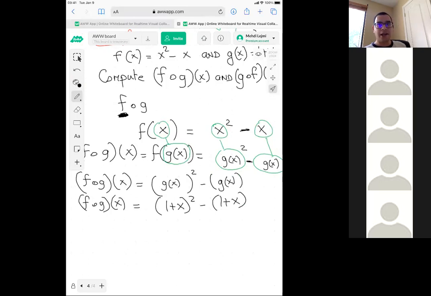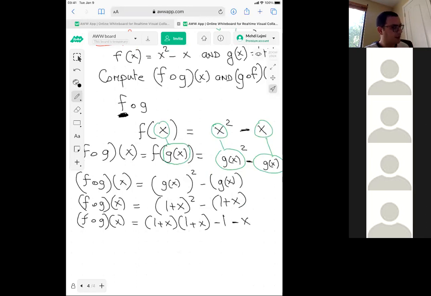So again, guys, don't be shy. Please feel free to ask questions, all right? Now, I have to simplify this thing here. I have to compute 1 plus x squared. So it's like 1 plus x times 1 plus x. And then there's this minus 1 minus x, right?